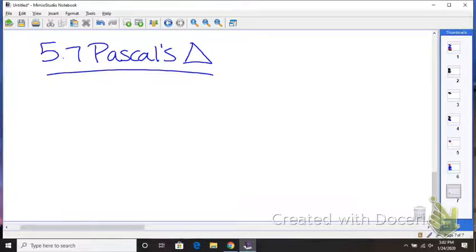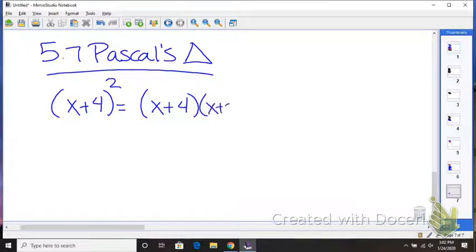Let me show you why we'd use Pascal's triangle. Don't write this part down, but let's talk about if I have x plus 4 raised to the second power. If I have x plus anything, or 2x plus whatever raised to the second power, this means I write this out 2 times and I FOIL it together, right? Like everybody in this room knows how to do this, no problem.